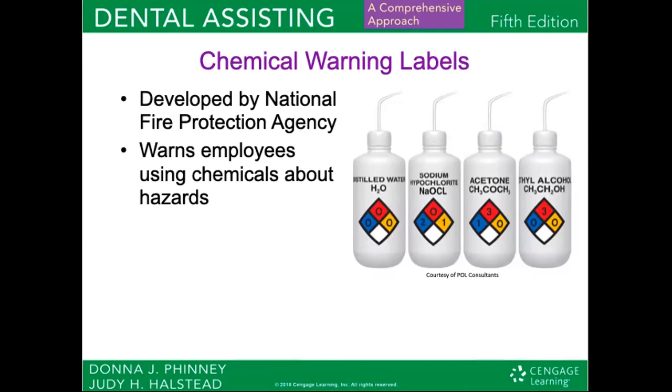So for example, the red or fire hazard label has different numbers. If there's a 4, it means there's a danger. There's flammable gas or extremely flammable liquids. A 3 would be a warning, or there might be a flammable liquid. A 2 would be a caution, where there is a combustible liquid. And a 1 would be a caution, where the item is combustible if heated.